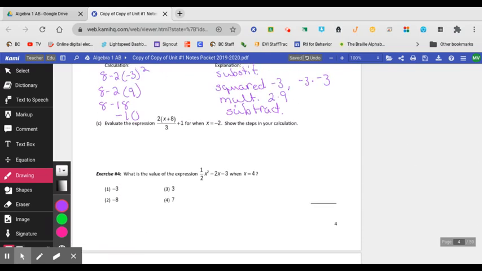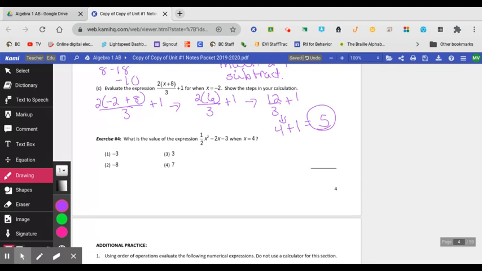Letter C here is 2 times the quantity x plus 8, over 3, plus 1 when x equals negative 2. So again, we're going to first substitute negative 2 in for x, and then we're going to follow our order of operations. So our order of operations is to do what's in parentheses first here, which is addition. So negative 2 plus 8 is 6 over 3 plus 1. Then again, we're going to multiply in the numerator there. 2 times 6 is 12 over 3 plus 1. 12 over 3 is 4. We do that division plus 1, and our answer is 5.